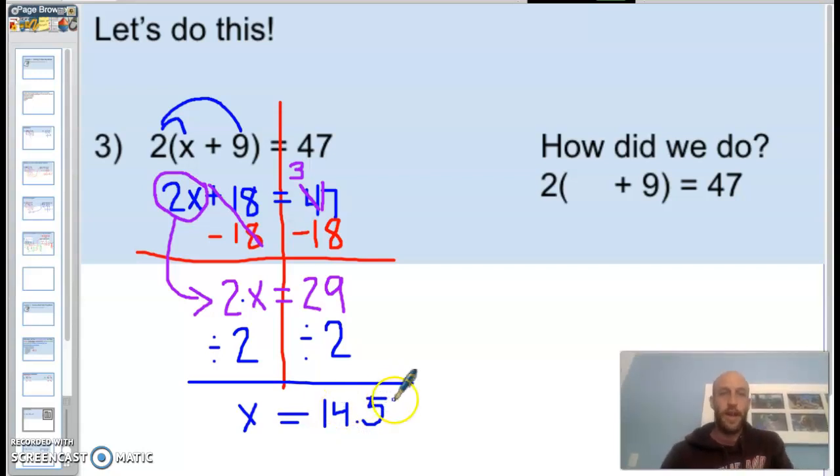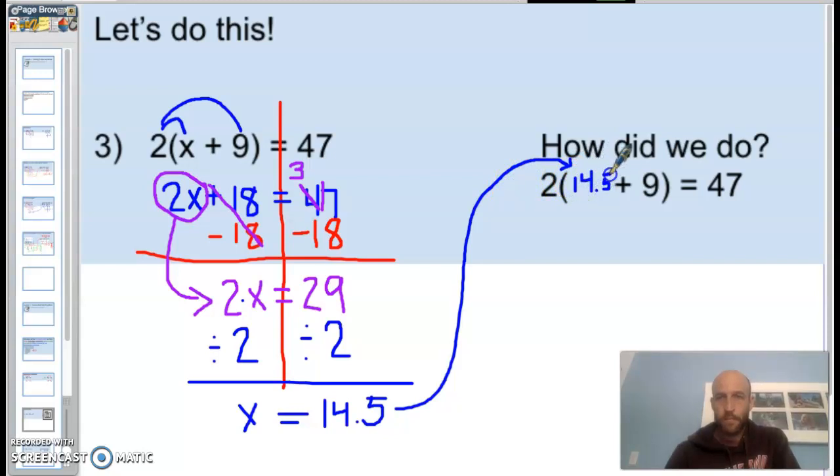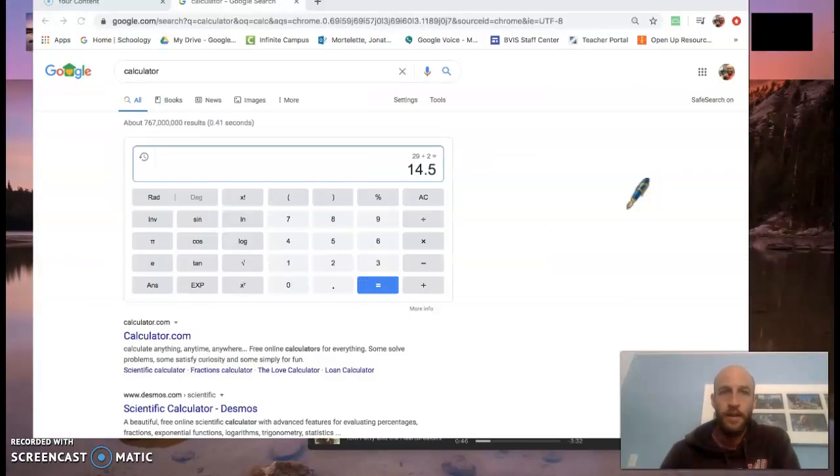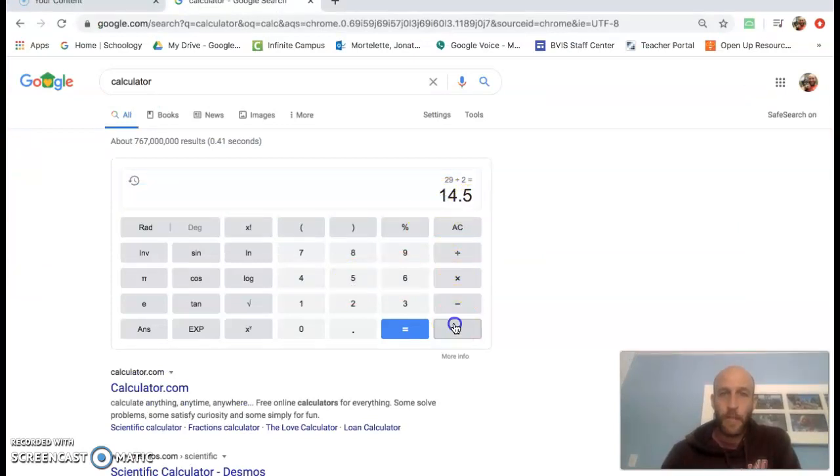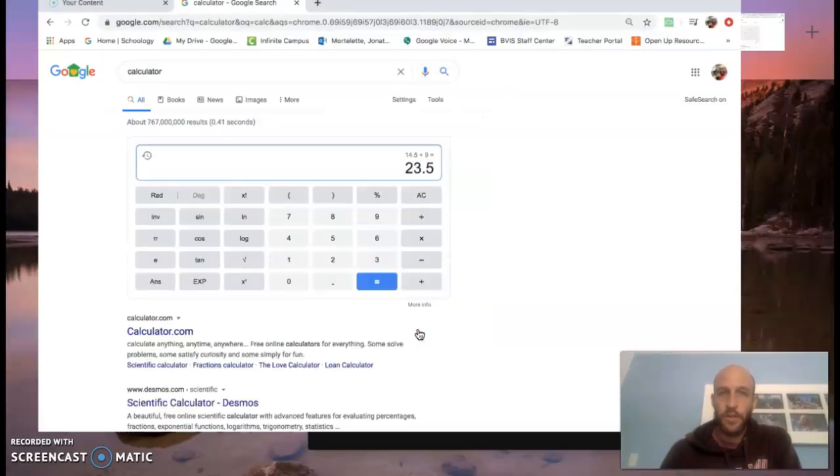I want to make sure that I have the right answer. So I'm going to take this number, 14.5, and put it right where the x was in the original equation. Okay, and I'm going to do this work here, and I'm going to make sure that it equals 47 to make sure my hanger is level. So the nice part is we don't have to do distribution here because I can add these two together, 14.5 plus 9. So 14.5 plus 9 equals 23.5.